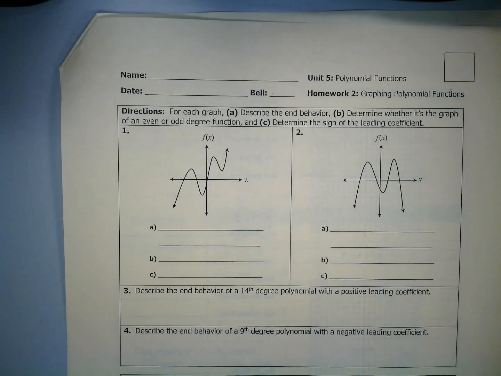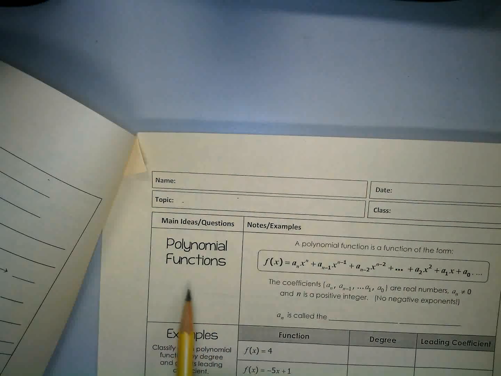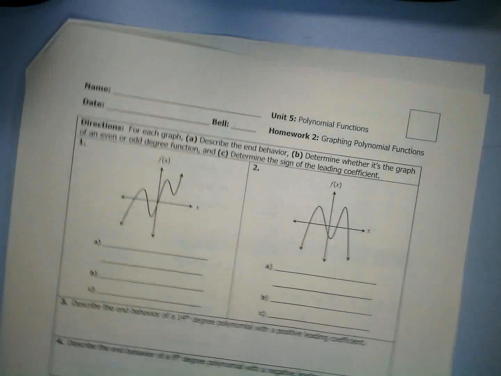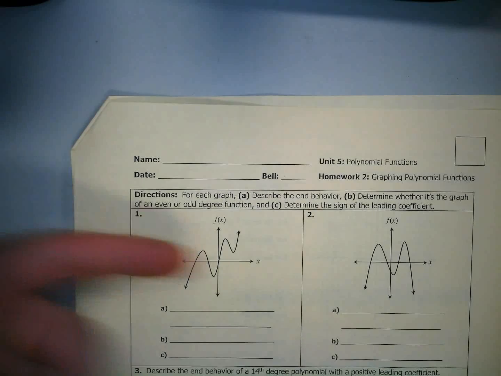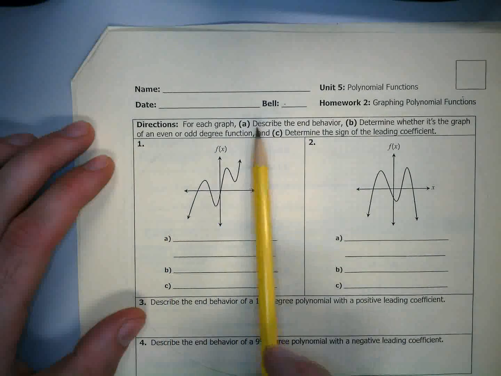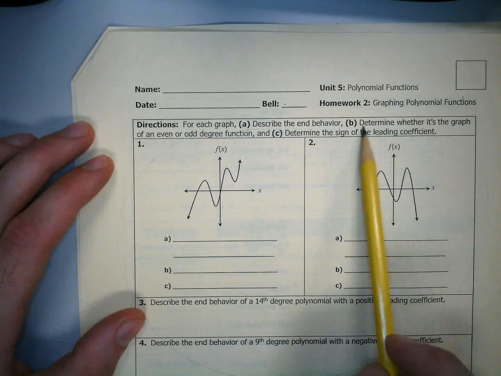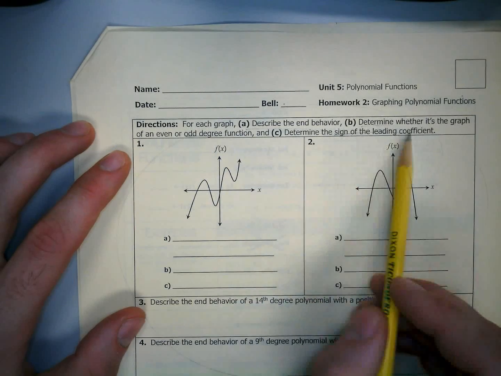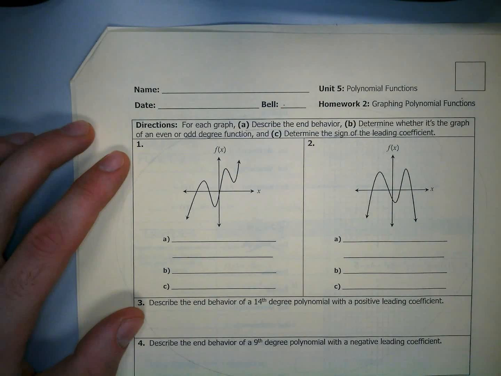We're going to go through a couple of homework problems that I assigned you guys. Remember, we're dealing with polynomial functions and the end behavior. So let's do this box here. It's asking, for each of these graphs, describe the end behavior. Is it an even or odd degree function, and what is the sign of the leading coefficient? Let's knock out A first.